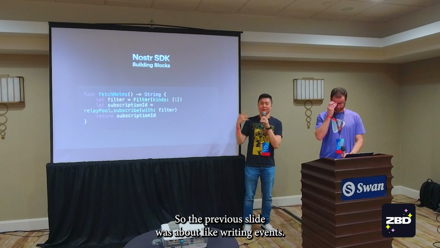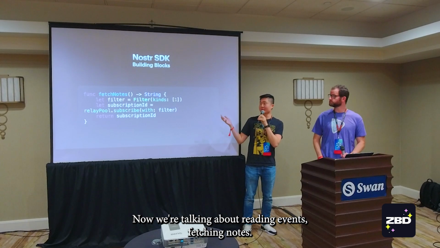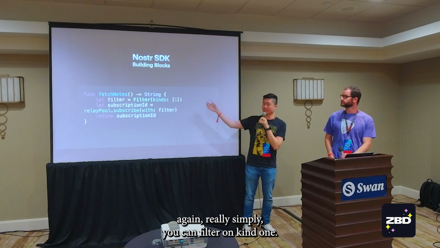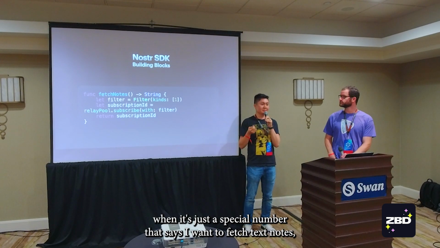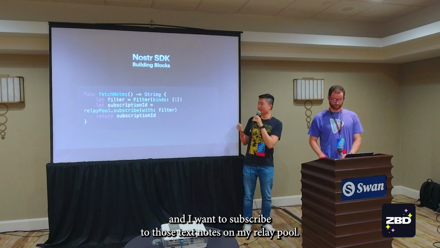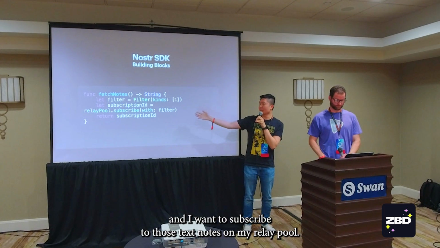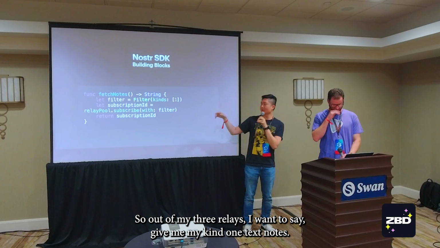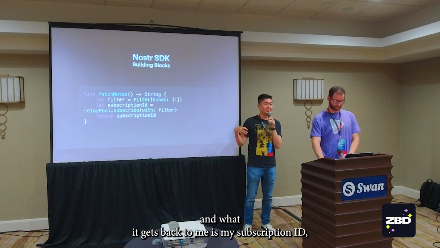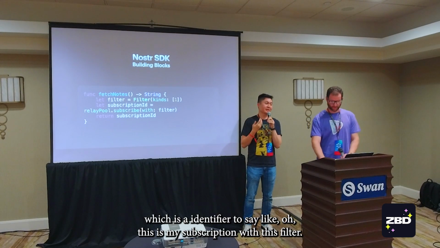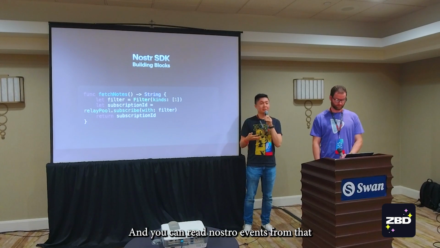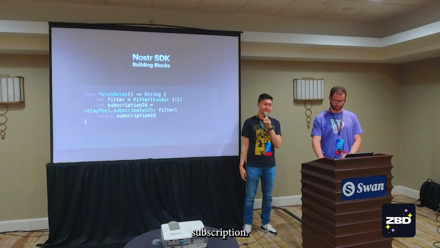So the previous slide was about writing events. Now we're talking about reading events, fetching notes. Again, really simply, you can filter on kind 1. Kind 1 is just a special number that says, I want to fetch text notes, and I want to subscribe to those text notes on my relay pool. So out of my 3 relays, I want to say, give me my kind 1 text notes. What it gives back to me is my subscription ID, which is an identifier to say, oh, this is my subscription with this filter. And you can read Nostr events from that subscription.